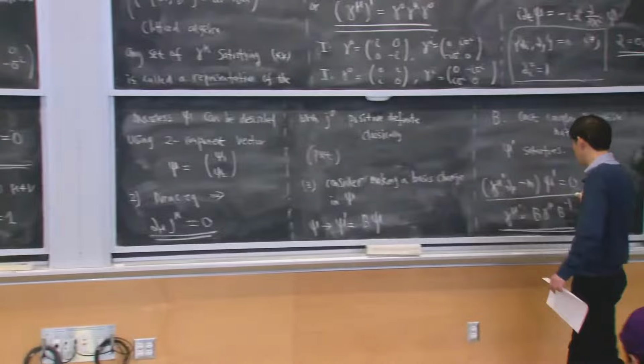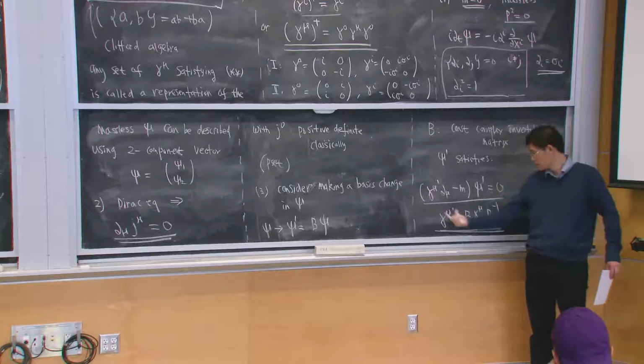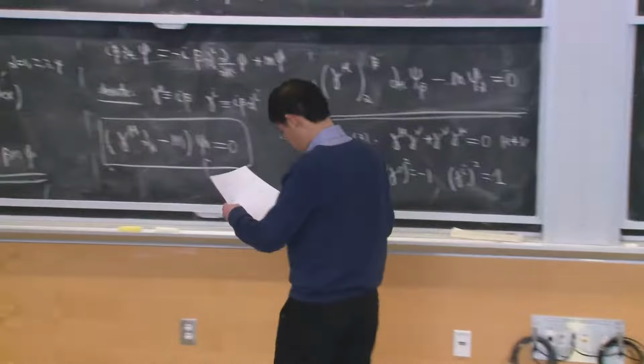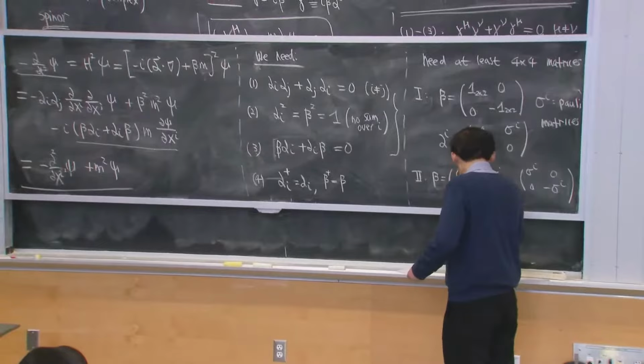So psi prime satisfies essentially the same equation, but with a different gamma matrix, gamma mu prime. Now you can easily check yourself that this gamma mu prime also satisfies that algebra.